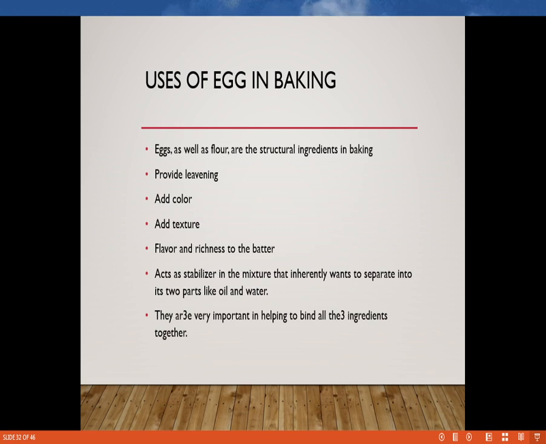Uses of eggs in baking. Eggs, as well as flour, are the structural ingredients in baking. They provide leavening, add color, add texture, and enhance flavor and richness to the batter. They act as a stabilizer in a mixture that inherently wants to separate into its two parts, like oil and water. They are very important in helping to bind all the ingredients together.